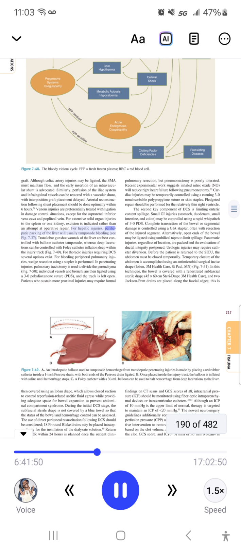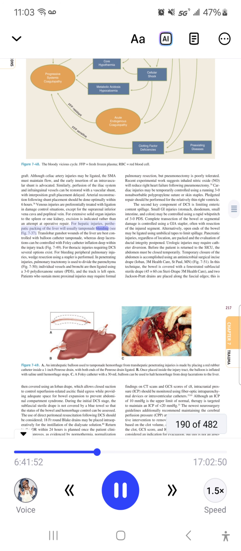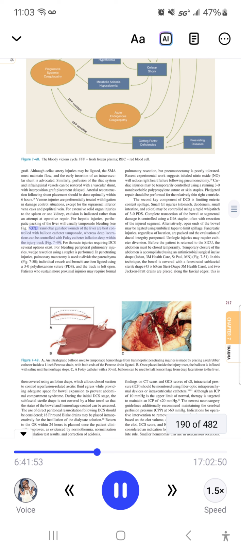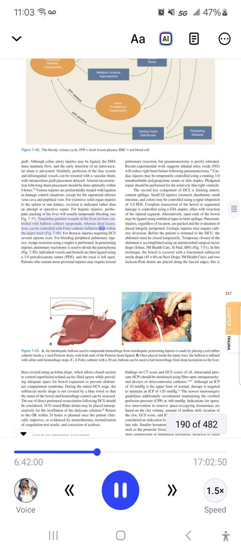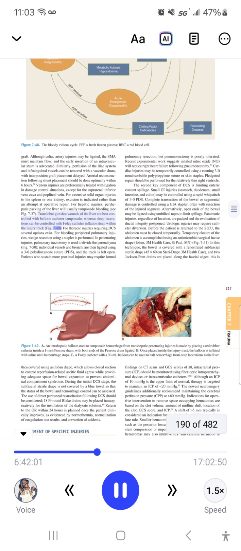For hepatic injuries, perihepatic packing of the liver will usually tamponade bleeding. See Fig. 737. Translobar gunshot wounds of the liver are best controlled with balloon catheter tamponade, whereas deep lacerations can be controlled with Foley catheter inflation deep within the injury tract. Fig. 749. For thoracic injuries requiring DCS, several options exist.